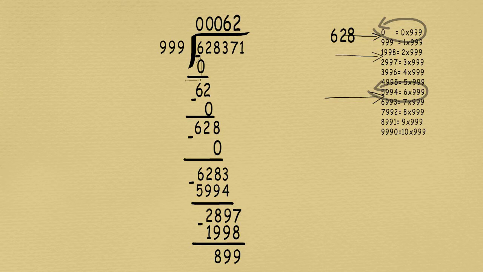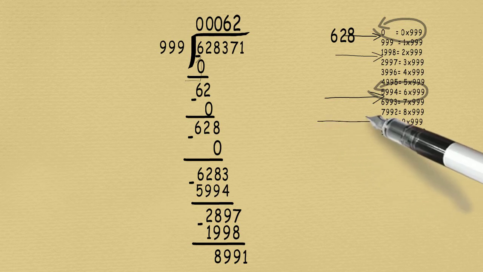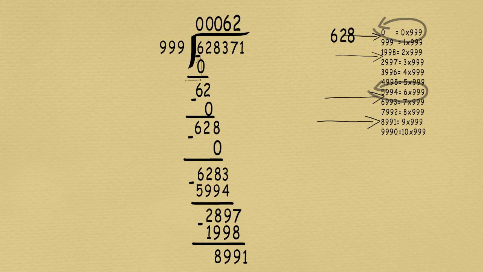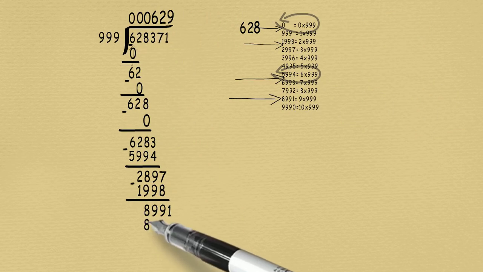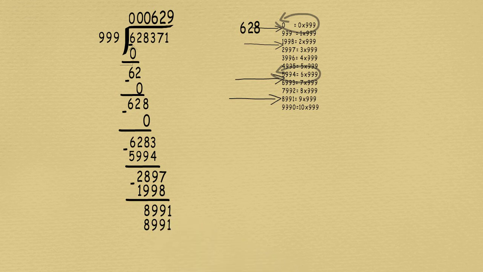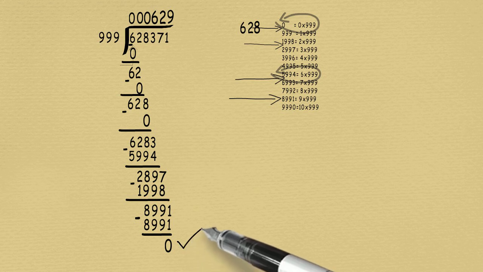I'm going to bring down the next number, which is the last number underneath the division house, so that I now have the number 8991. Once again, I'm going to squeeze the number in between two numbers in the multiplication table, but I can actually see that 8991 is precisely the same number. 8991 equals 9 times 999. So I'm going to write down 9 on top of the division house, and I'm going to write down 8991 right underneath the number 8991. When I perform a subtraction of two numbers that are equal, I get 0. And that's just it. We're done. We're finished. Easy.